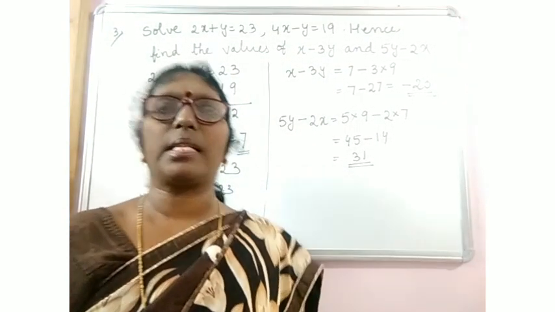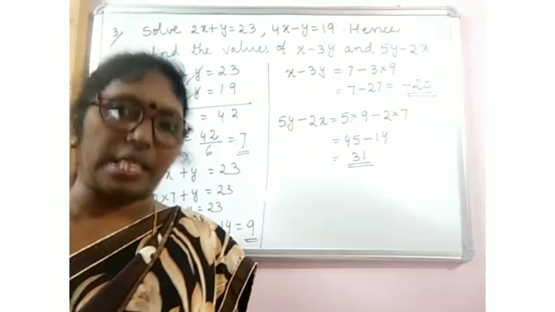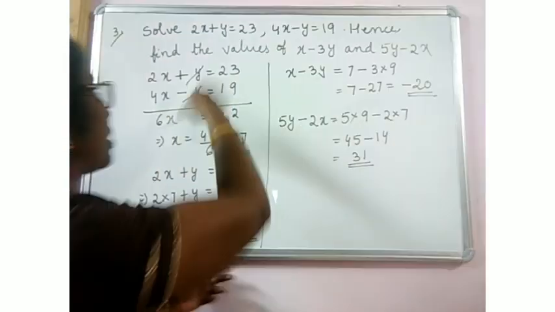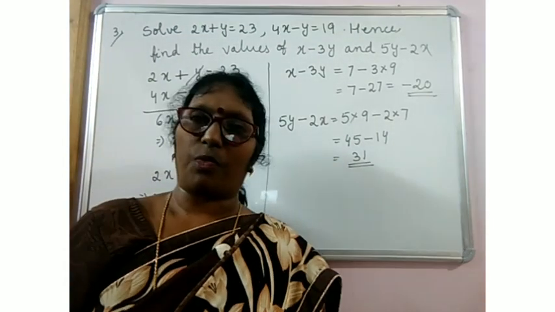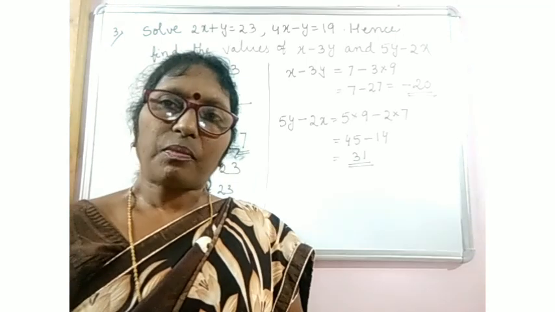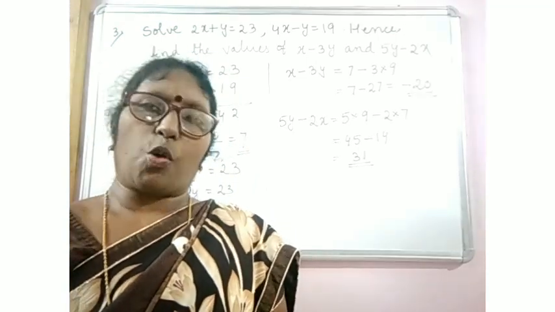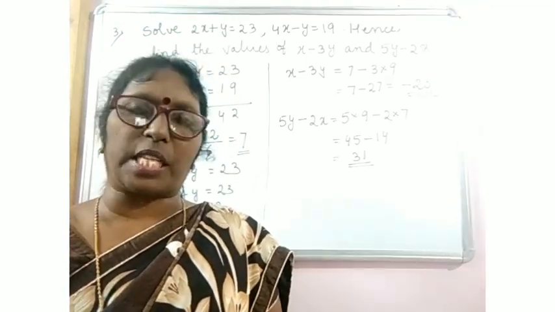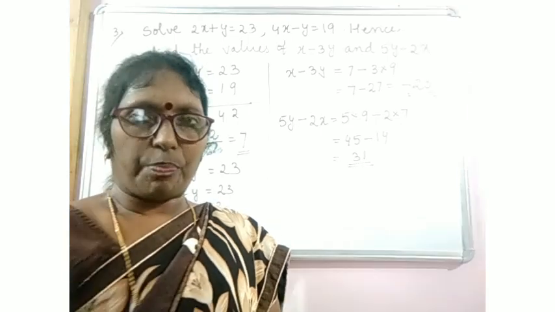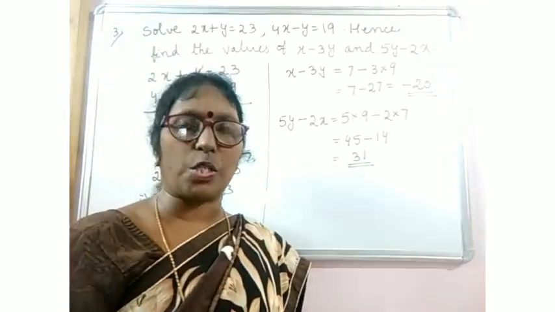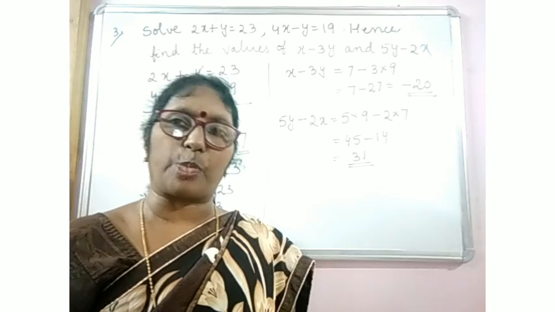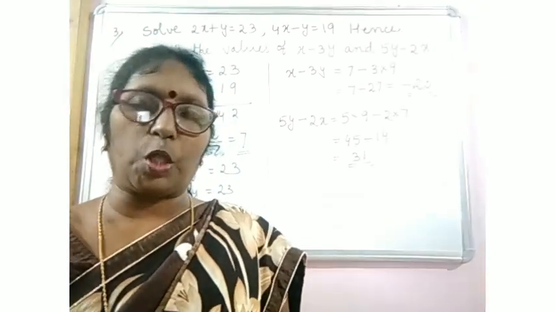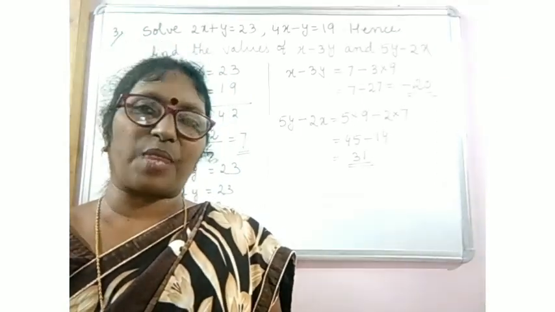So different varieties I have explained to you. I hope this is clear to you. Elimination method means either x or y you have to eliminate. For that you have to make the coefficients of x or the coefficients of y the same. Previous examples, I hope you understood. 3 different varieties I have explained to you, so that you will be able to solve the questions very easily.